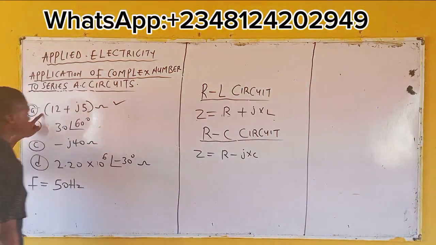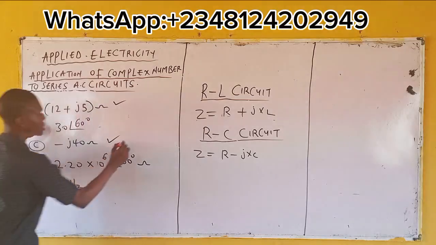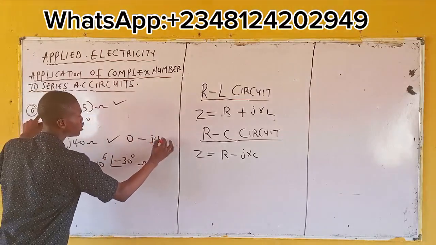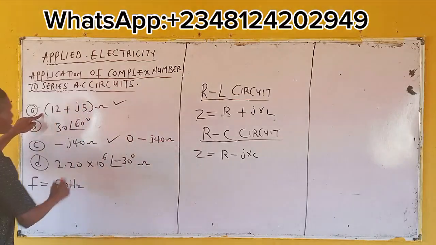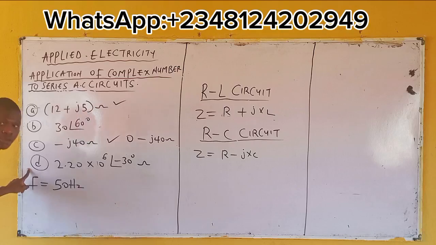I'm good to go, right? C is also in rectangular form, true or false? Because you can still write this as 0, negative j40 ohms. It's still the same thing. Then B and D are not in rectangular form, so you convert question B and question D to rectangular form.